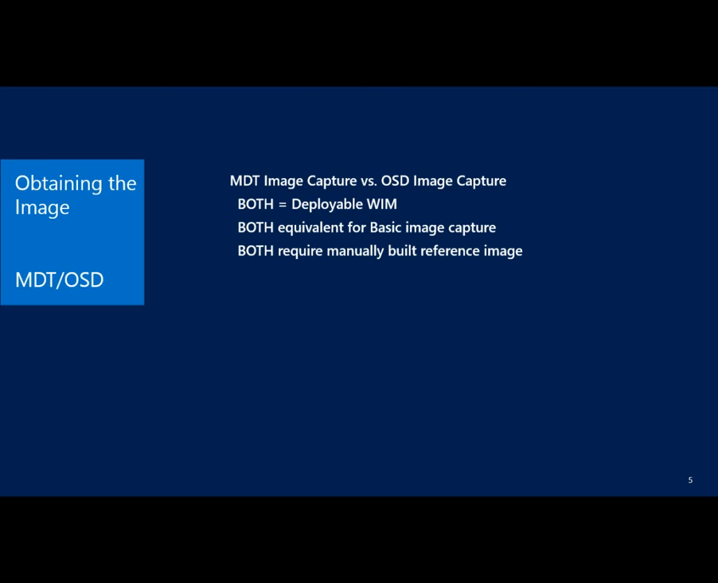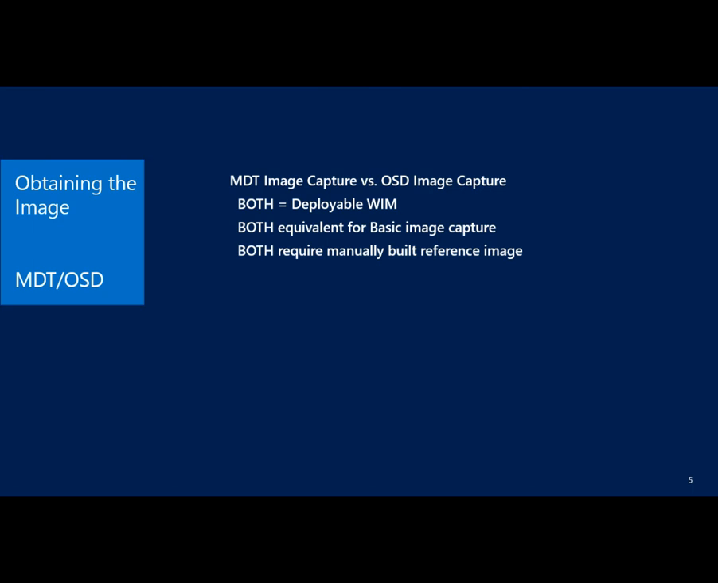So what is basic image capture? Basic image capture would be that scenario where you stage your machine manually, maybe build a reference machine and then capture it into a WIM, and that's really about it, right? Ultimately, however you do this, whether it's MDT or OSD, both of these approaches are going to require a manually built reference machine.